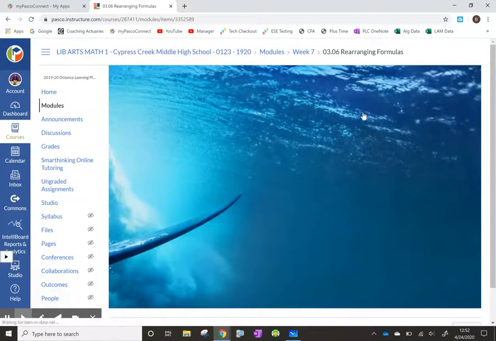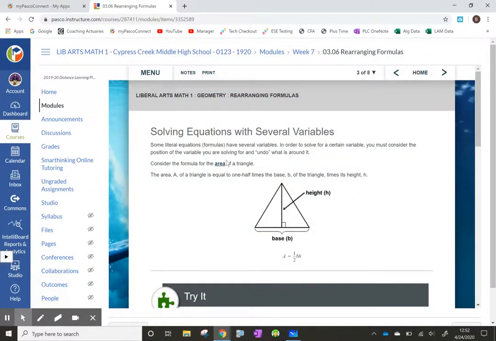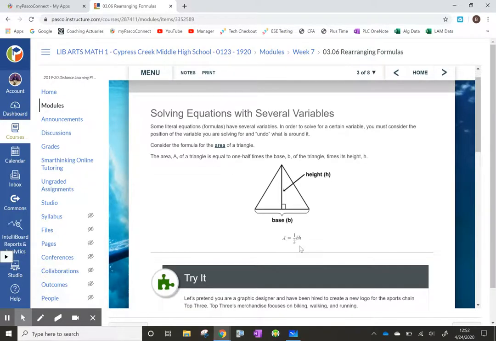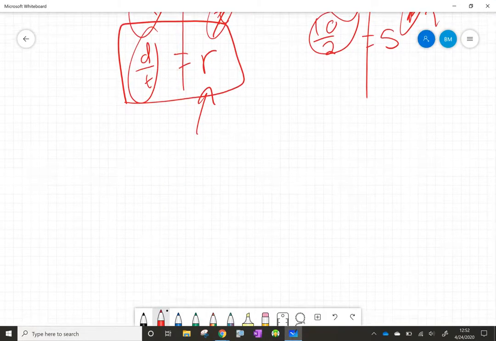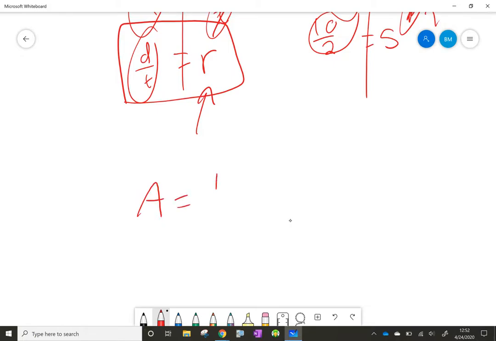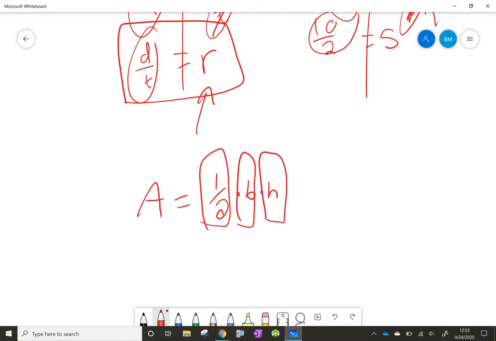Let's look at our third page. So, for example, let's look at the area of a triangle formula. So the area of a triangle is A equals 1/2 BH. Now what that stands for is the area is equal to 1/2 base times height. So all three of these things are being multiplied together. It's 1/2 times the base times the height. So it doesn't really matter the order that you'd multiply them. You could have 1/2 times height times base or anything. It could be in any order.